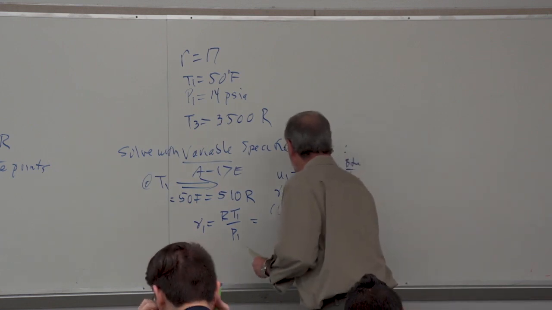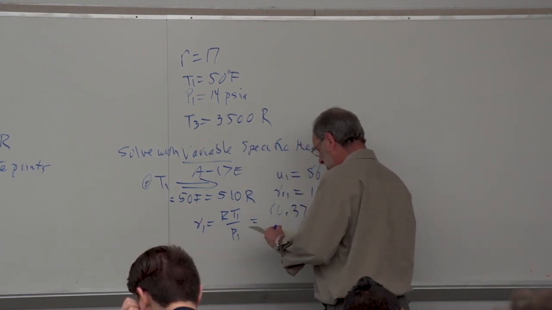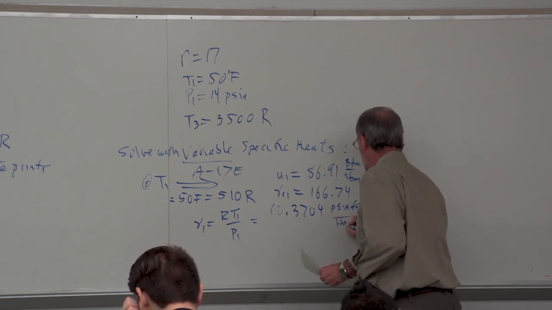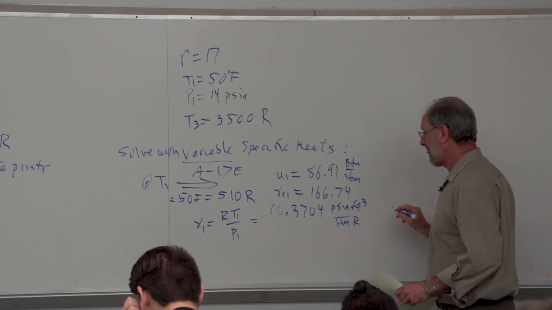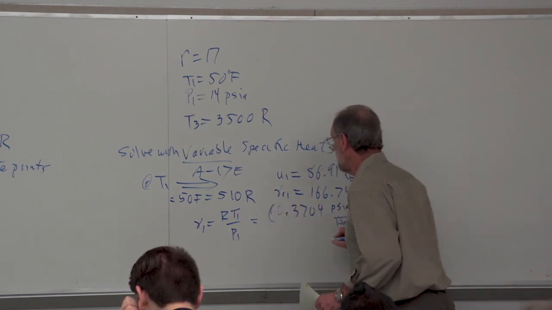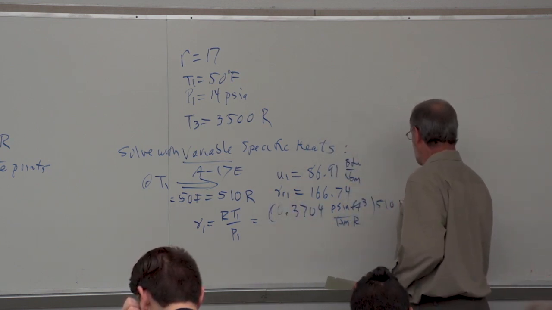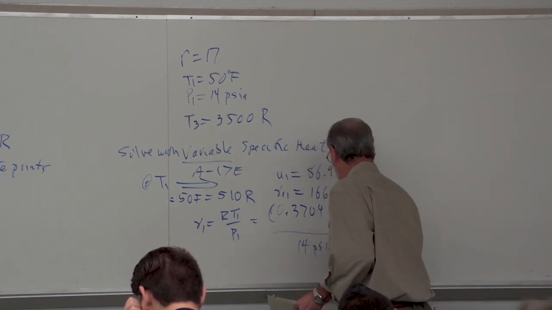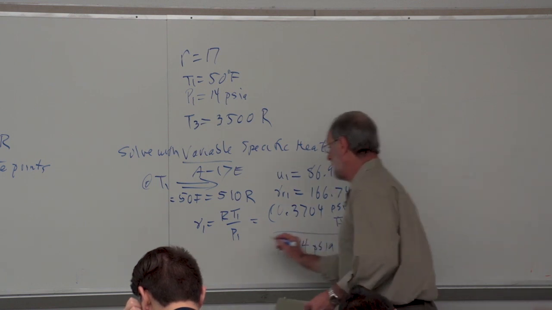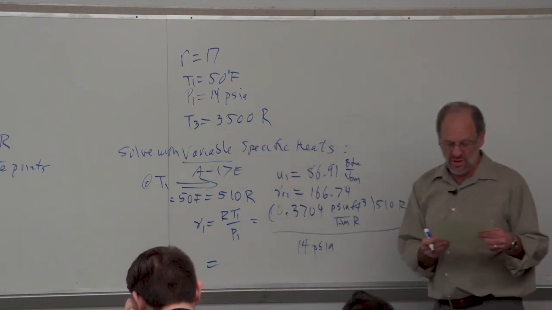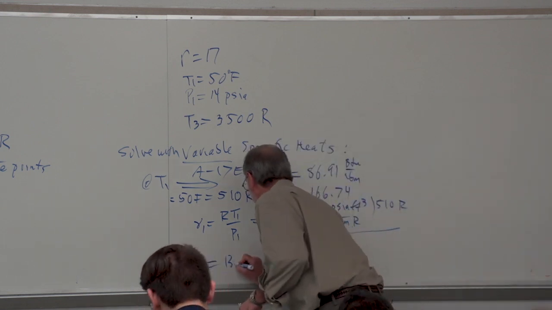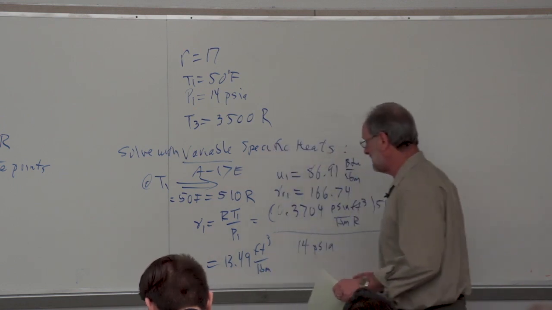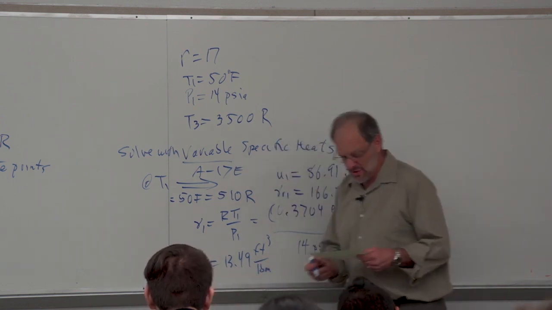So this is going to be 0.3704, and the units are going to be PSIA foot cubed per pound mass degree R. All right, so there's the R term. And then the temperature is 510 Rankine. The pressure is 14 PSIA. So we end up with the specific volume at point 1 of 13.49. And the units will be cubic feet per pound mass. Okay, so there's V1.